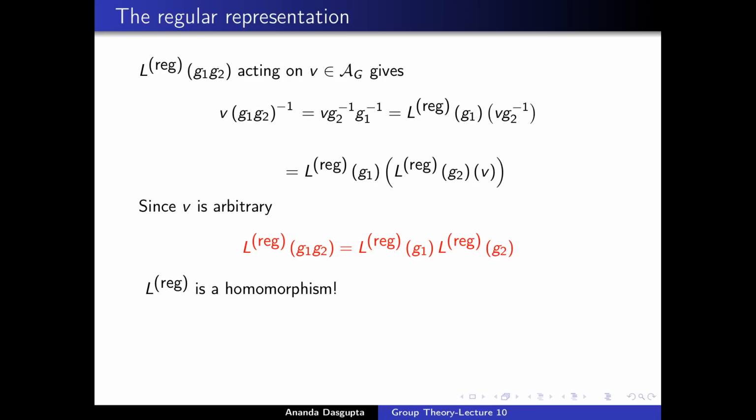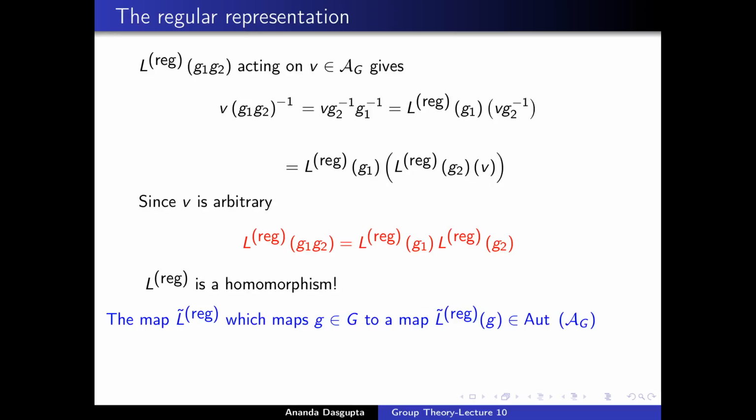Again, in case you are wondering, does it have to be a right multiplication? Why can't I define the regular representation by saying L-reg G acting on V will give me G times V? Indeed, the map L tilde reg, which maps a group element small g of capital G to what actually is a map L tilde reg G. Remember, L tilde reg G belongs to the automorphism group of curly A G, the group algebra, which means L tilde reg G is a map which acts on group algebra elements to produce new group algebra elements. Now this particular map L tilde reg G, which acts on small v, a group algebra element, by producing G times small v, turns out to be a homomorphism too.